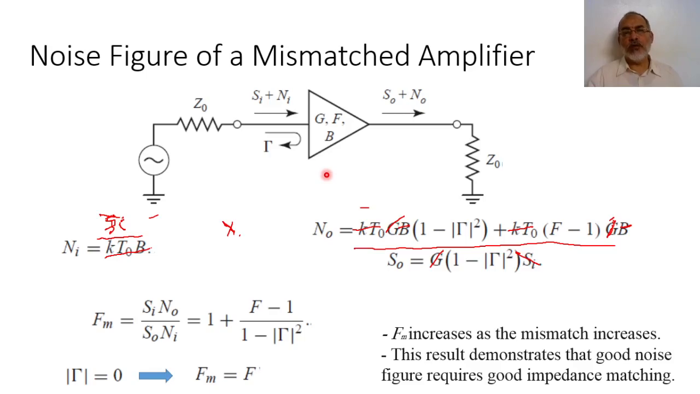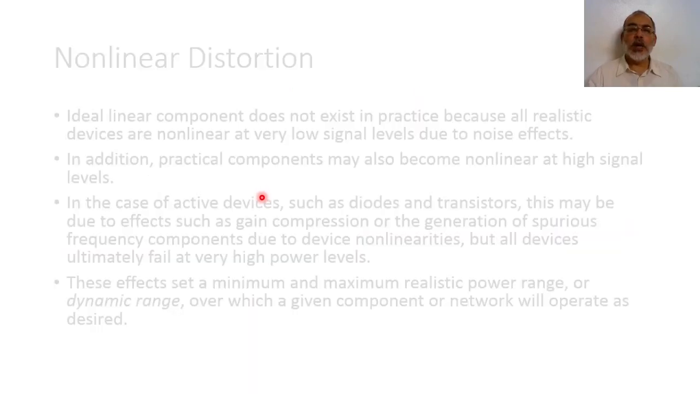By this end, we have completed our study about the noise, and effectively the noise limits what is the minimum power which can be used by the RF circuit or the microwave circuit. The other limit is determined by the nonlinearity of the circuit, and nonlinearity determines what is the upper limit for the power for the microwave circuit.